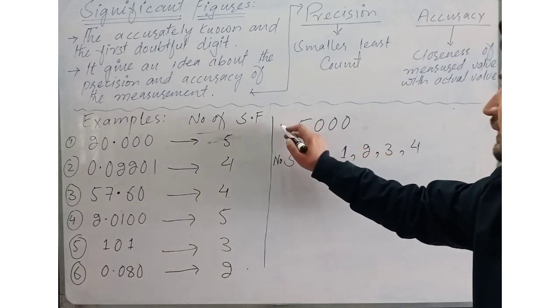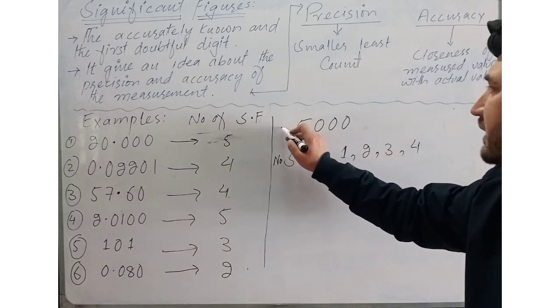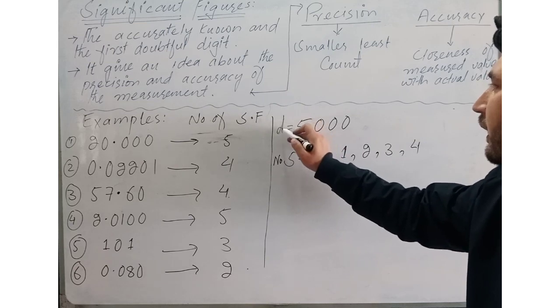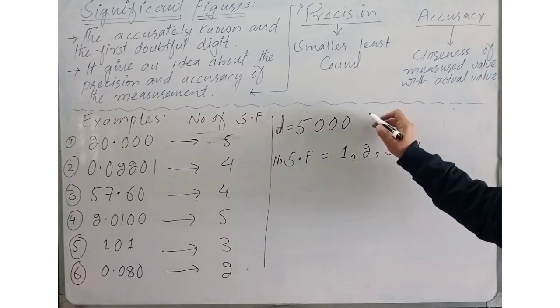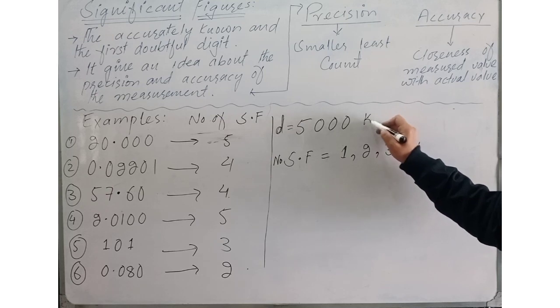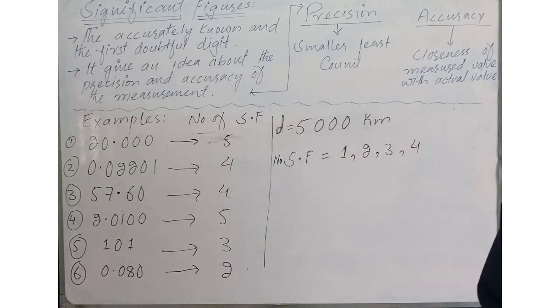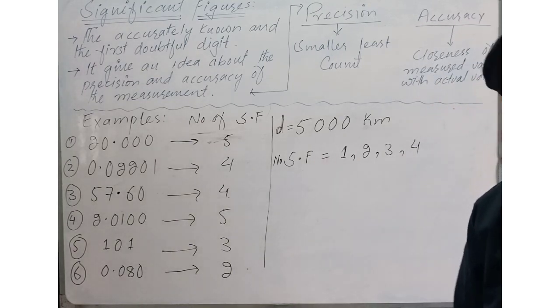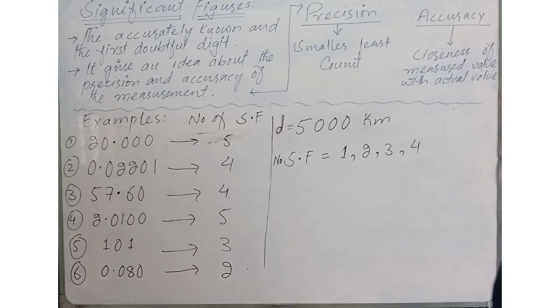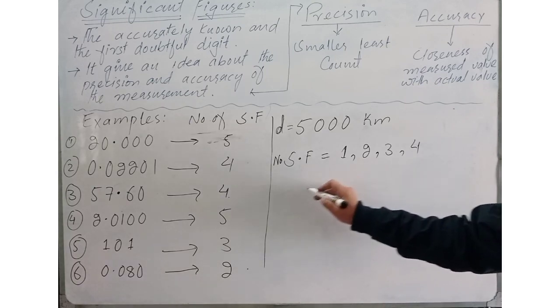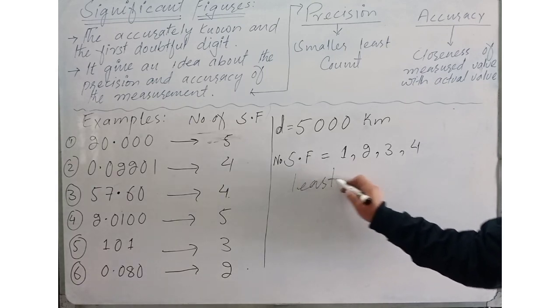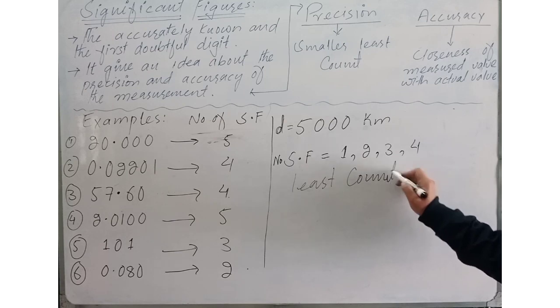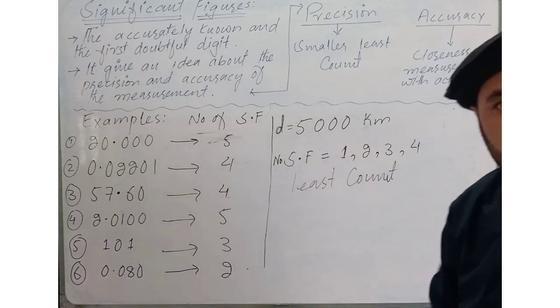If this is a kind of distance, and if we are representing this distance in kilometers, then there will be only one significant figure. But if you are using a meter stick in order to find that much distance, then the number of significant figures will increase, right? So depending upon the least count, we can assign the number of significant figures in such a case.